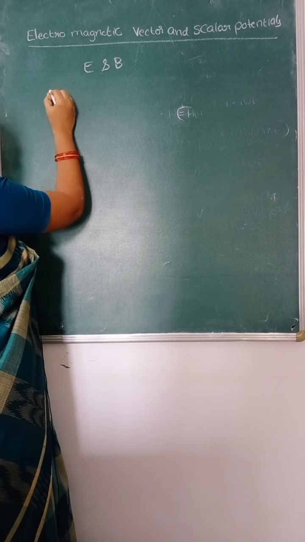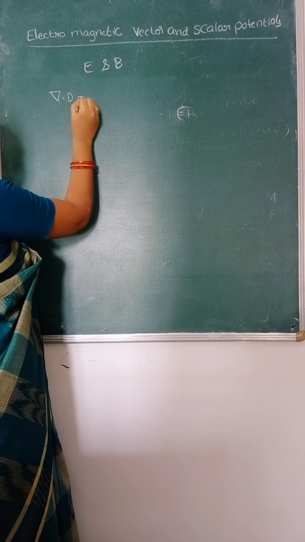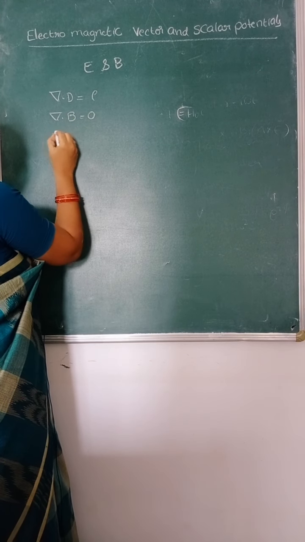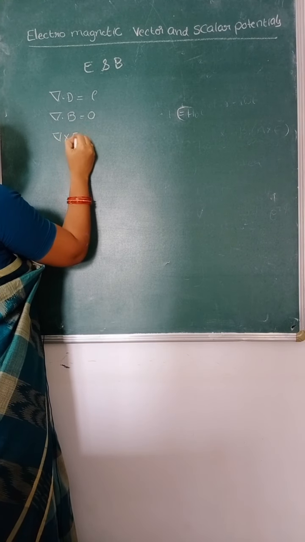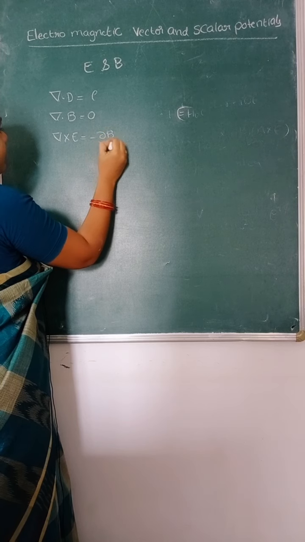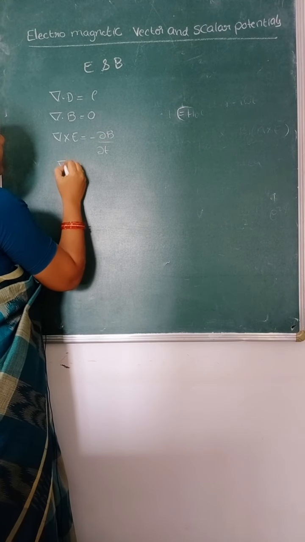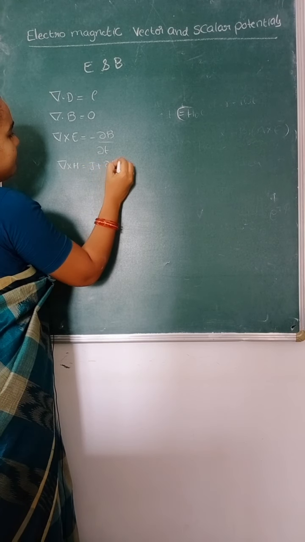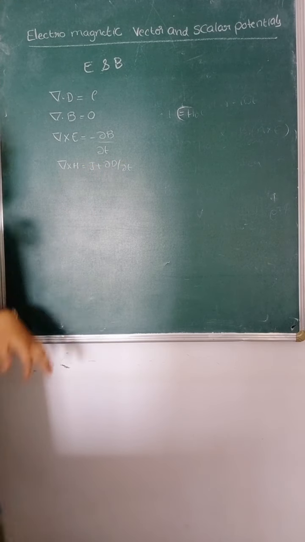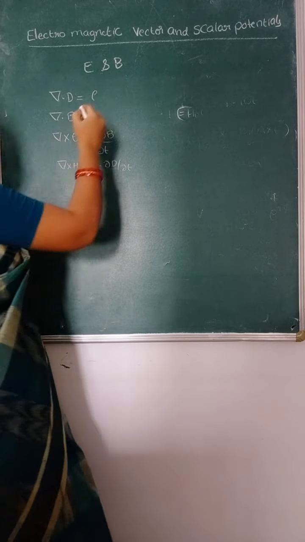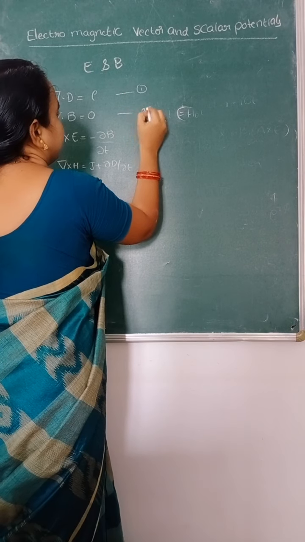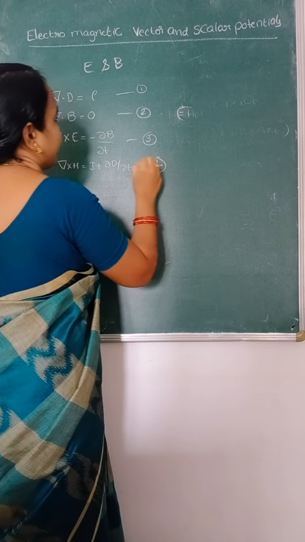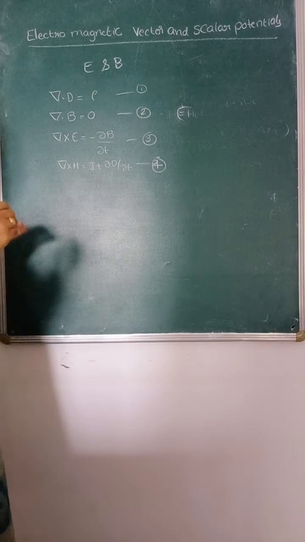What are the four Maxwell's equations? Del dot D is equal to rho, del dot B is equal to 0, del cross E is equal to minus dou B by dou t, del cross H is equal to J plus dou D by dou t. Let us consider the second equation, that is divergence of B is equal to 0, or del dot B is equal to 0.